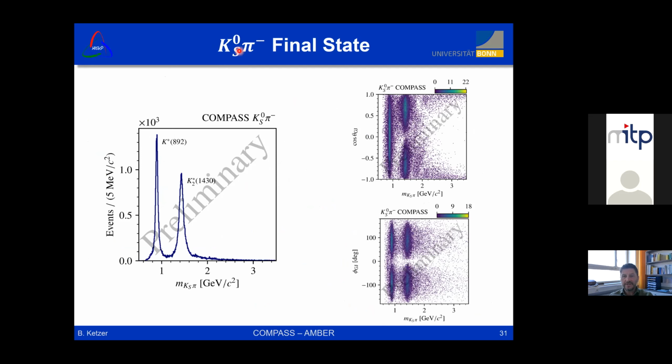An easier final state is to look at K short pi minus, with the K short decaying into pi plus pi minus. And that's what we see at the moment. And you see 2 very clean peaks here, and you can look at angular distributions already to learn about the production and the quantum numbers here. And again, here the goal would be to just extend this by something like an order of magnitude with AMBER.